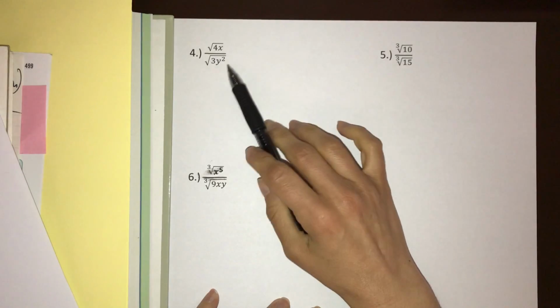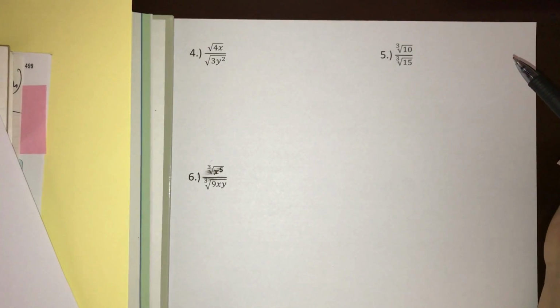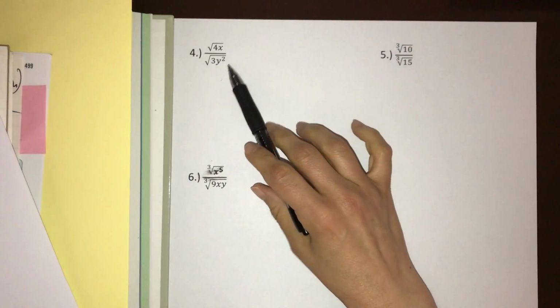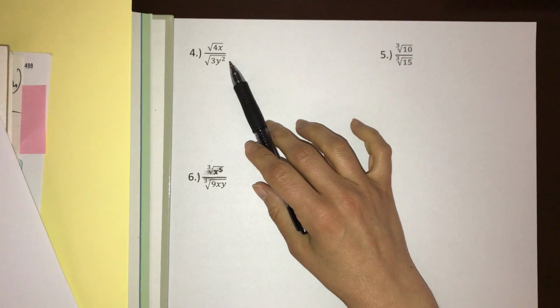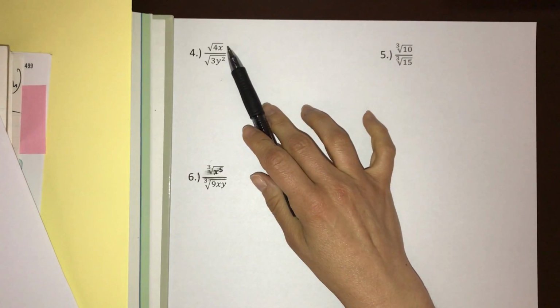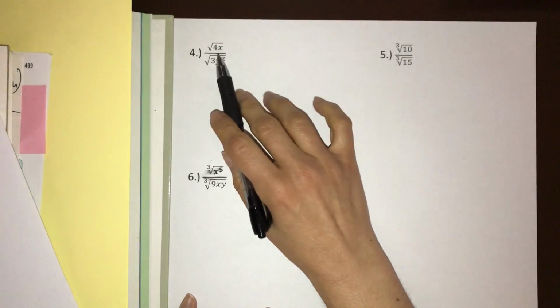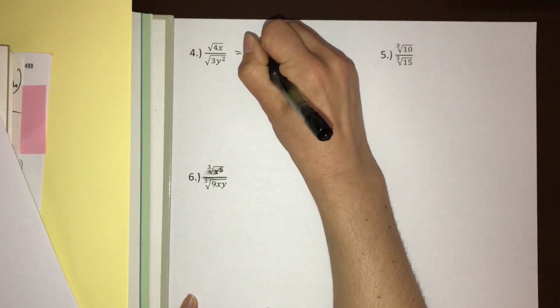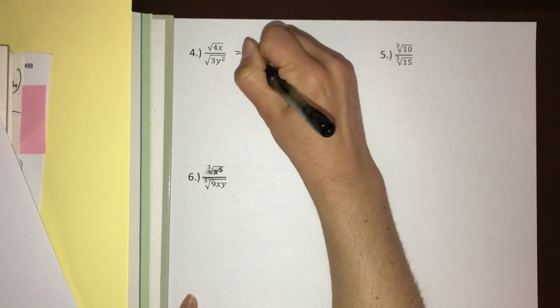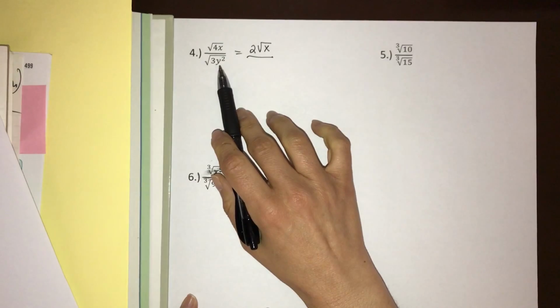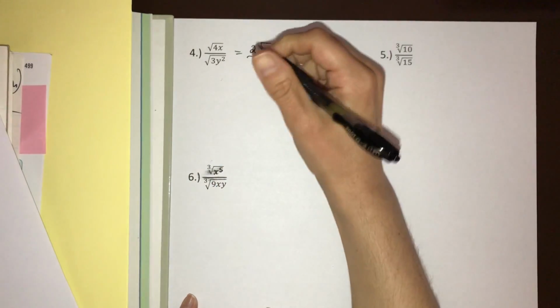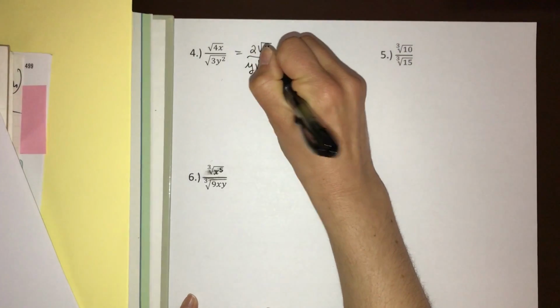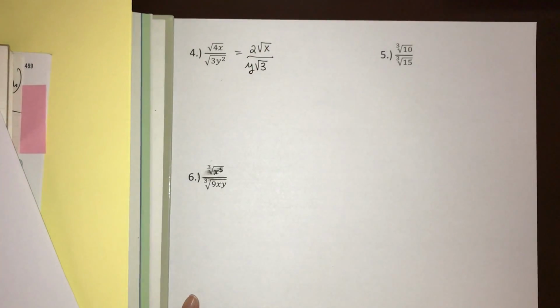So for this problem, I noticed that I cannot reduce the problem, but I can take the square root in the numerator and in the denominator. We could simplify the square root. Square root of 4 is 2, so we can just write 2 square root of x. And square root of y squared, we know that y represents a positive number, so I can just write y square root of 3. Okay, so I just simplified the square roots.